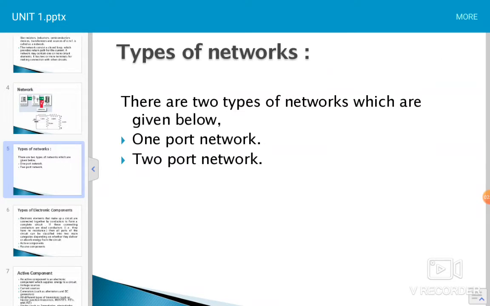Types of network. There are mainly two or three types of network. One is the one port network, the two port network, and the n port network is also there. Further we will study these types of network, but once you have some knowledge about the one port network and two port network, further we will study deeply on this topic.